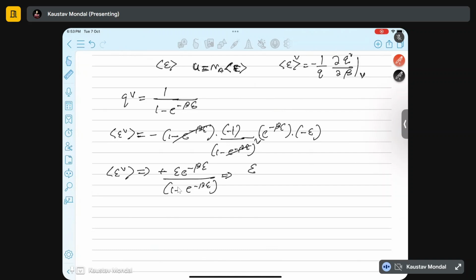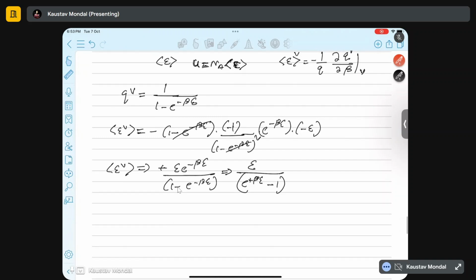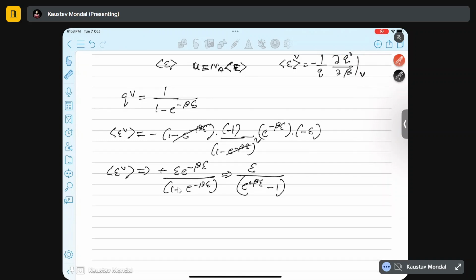the whole expression looks like this: e by e to the power plus beta e minus 1. Now, e we know is hc nu tilde, right? The energy. If you substitute this here, that will give you hc nu tilde by e to the power hc nu tilde by kT minus 1.